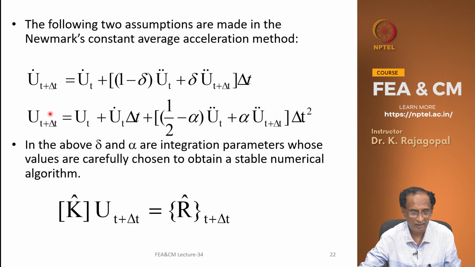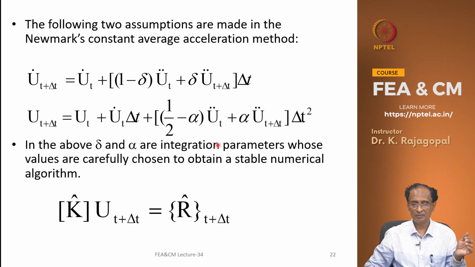Similarly, our displacement at time t plus delta t we can write like this: the displacement at time t, plus the velocity at time t multiplied by delta t, plus the average acceleration multiplied by delta t square. And this delta and alpha are called integration parameters. We have to choose them so that we get a stable algorithm.